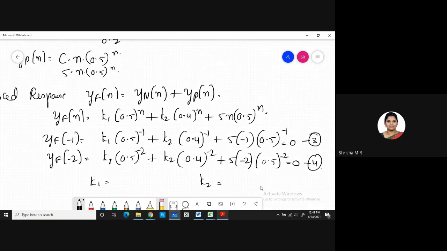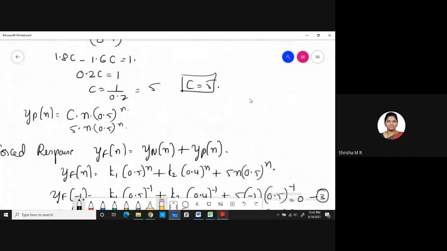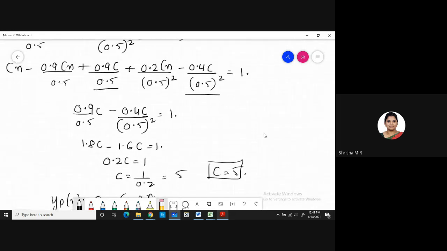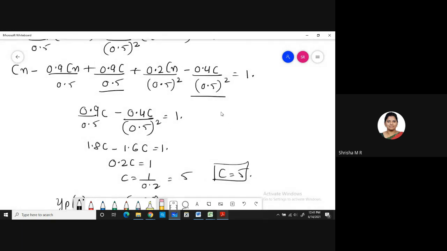Did you guys follow? Is it clear till here? Understood why we equated it to 1? Because it is n to the power of 0. These are n terms. Cn, this is 0.9 by 0.5 Cn. This is 0.2 Cn by 0.5 whole square. You have n terms here. If you have n here, you can equate those to this. But you have 1 here. So yeah, n power 0 is 1. Right? So we have equated this to 1.